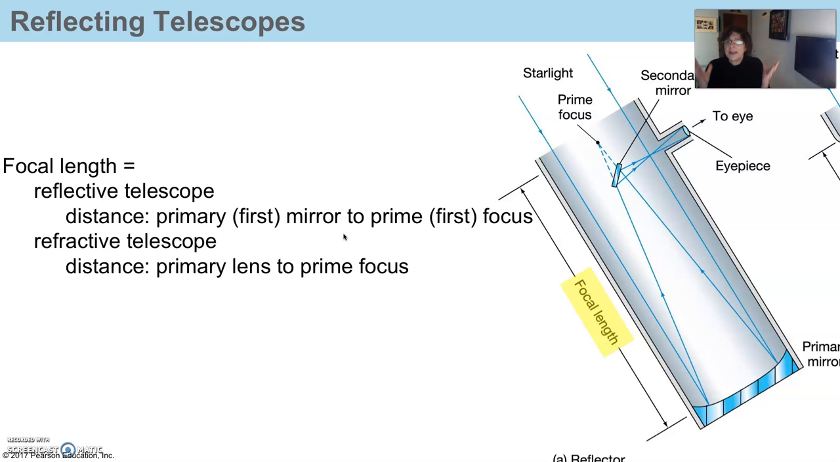What is focal length again? To review, focal length is the distance from the primary mirror, which is where the incoming light bounces off and reflects off of, that distance to the prime focus. That is known as a focal length. The distance from the primary mirror to the prime focus.